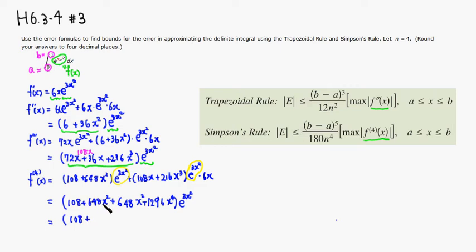Alright, so combine those together. It's a 648 and a 648, so 8 plus 8 is 16, and 4 plus 4 is 8, so it's a 9, 6 plus 6 is 12, right, and x squared, and the same thing: 1296 x to the 4th, e to the 3x squared.